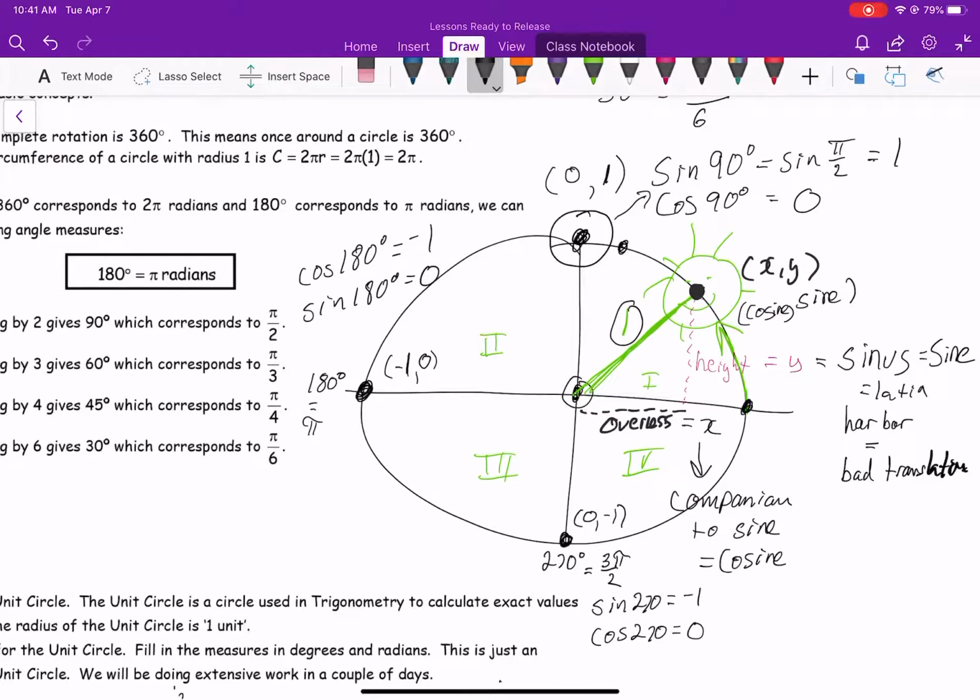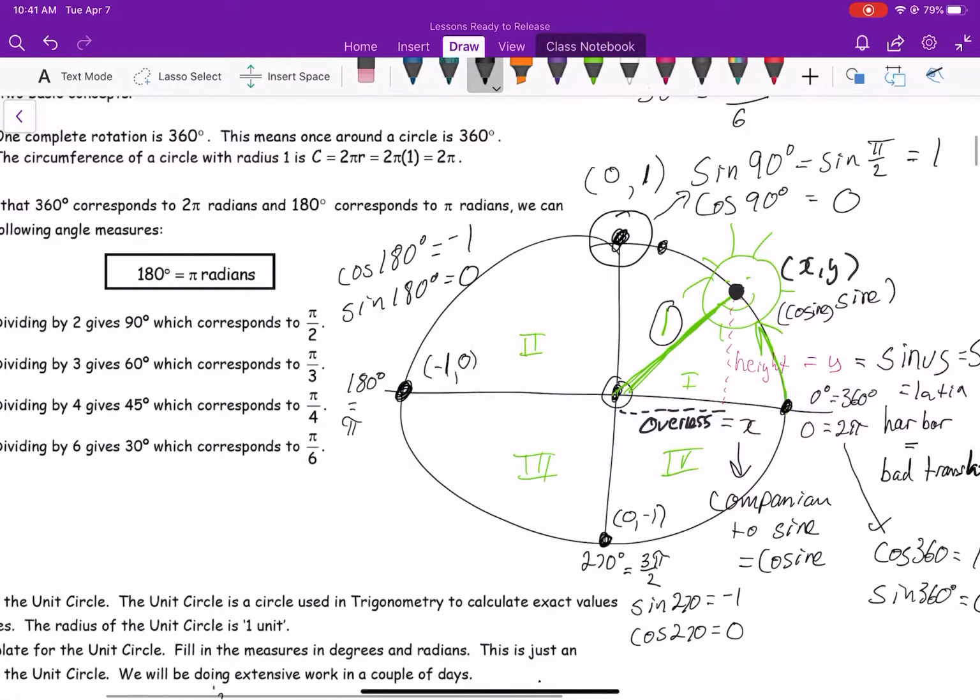You can come all the way around here. That's 0 degrees, or 360 degrees, or 0 radians, or 2 pi radians, however you look at it. Think of your ordered pair there. So the overness is cosine. So the cosine of 360 should equal the overness, which is +1. And the sine of 360 equals the height, which is 0. So that's a real quick rundown of sine and cosine and radians all thrown into one.